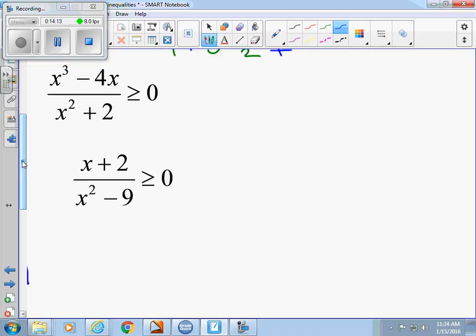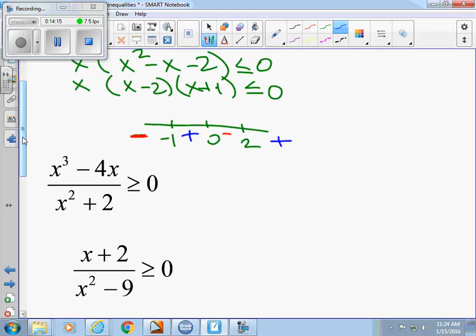Oh, sorry. Good question. Negative infinity to negative 1, 0 to 2. We do want less than 0. Negative infinity to negative 1 bracket. Why brackets? Equal to. Good. And then 0 to 2. At 0, 2, and negative 1, doesn't this equation equal 0? So I want to include those in my answer.